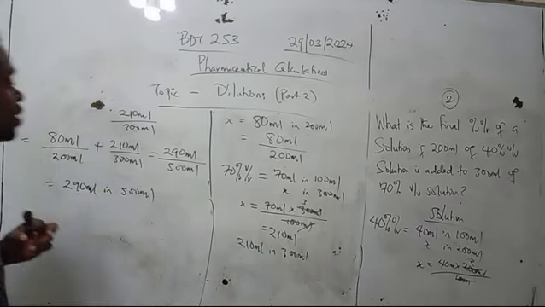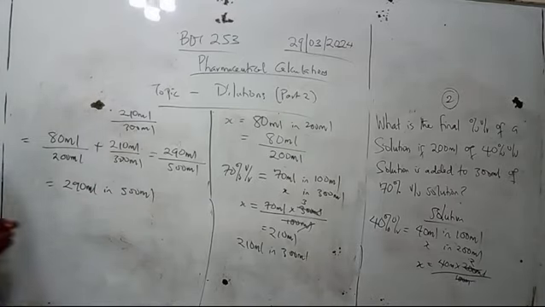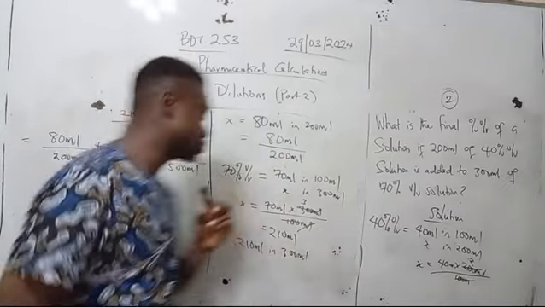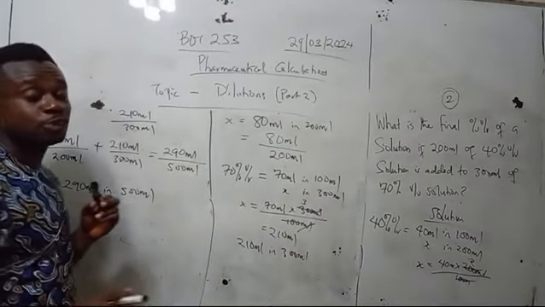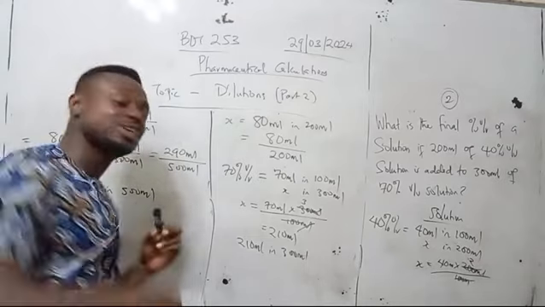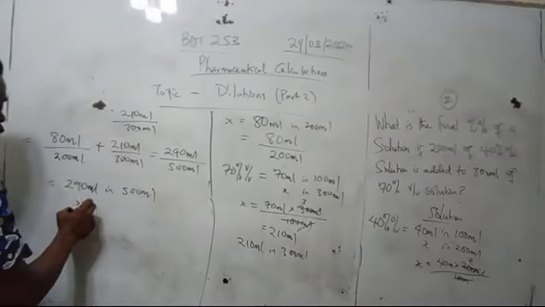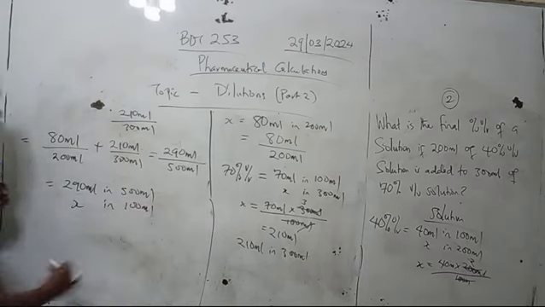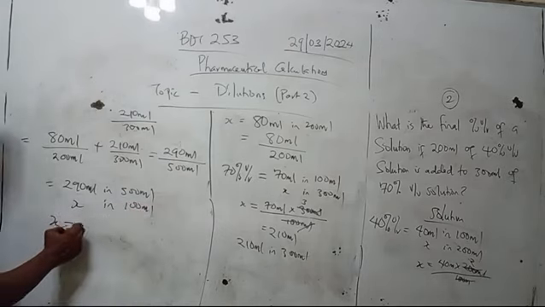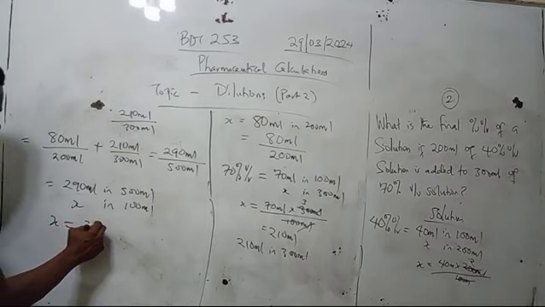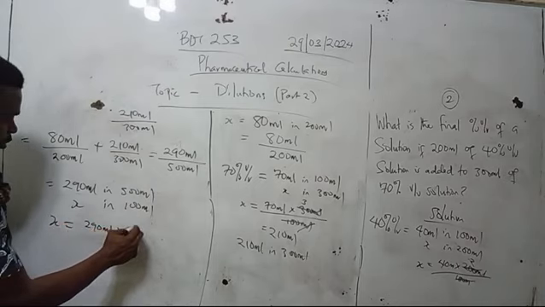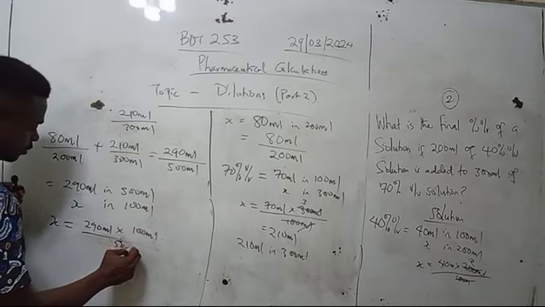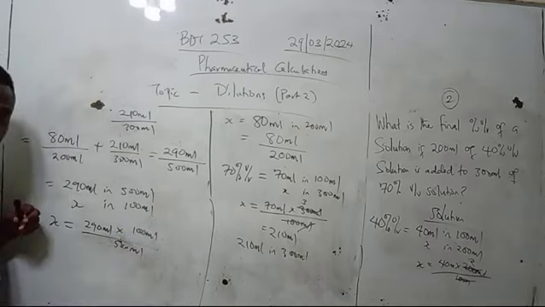We cancel the hundred and 500, and we have 5. So 5 will divide 290. 5 into 29, we have 5 remainder 4. Remember, we are working in base 10. The remainder is 4, and 4 times the base 10 is 40, plus the last digit, 40 plus 0 is 40. So 40 divided by 5 is 8. So we have 58 ml.